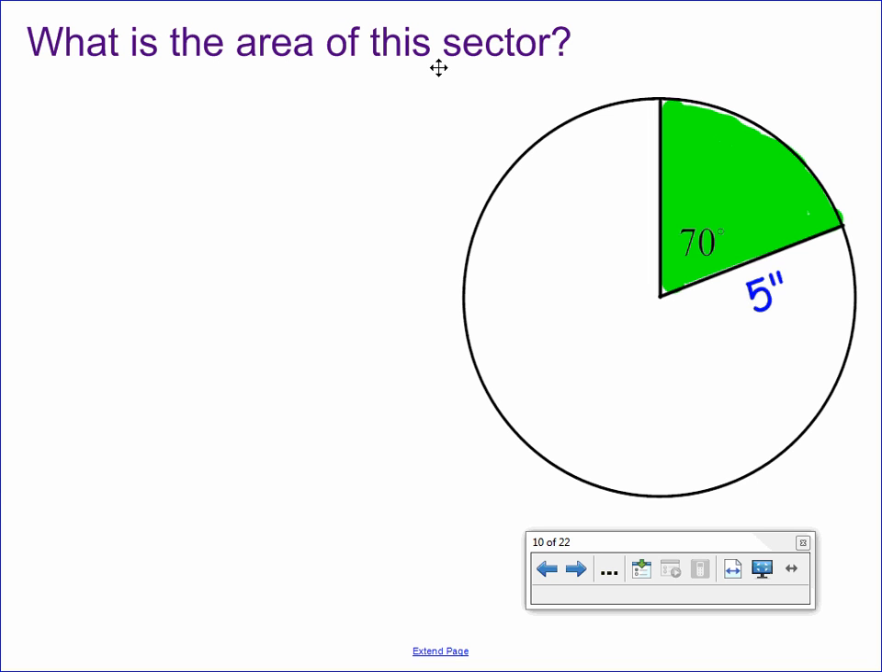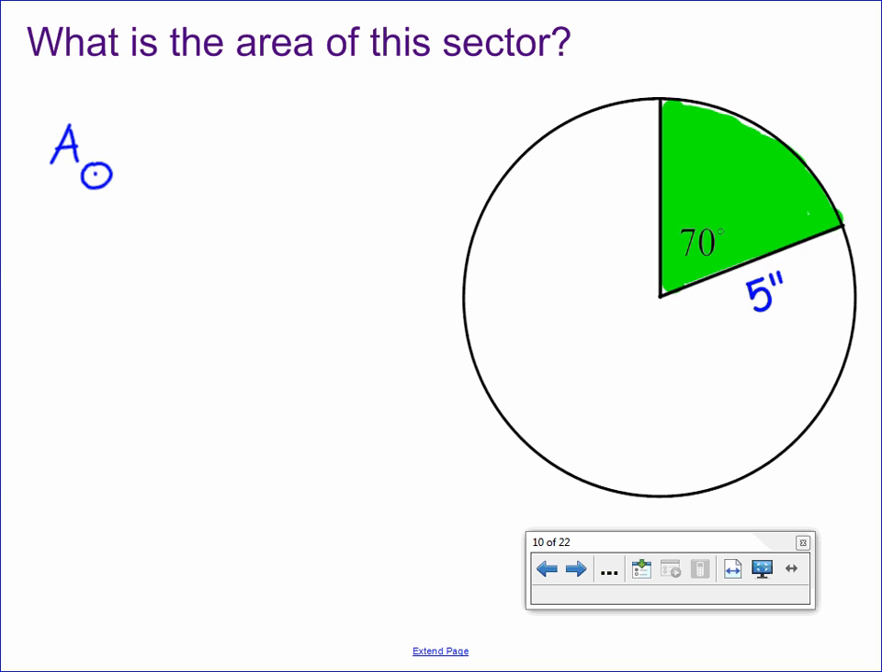So, we can use our calculators, but how are you doing it? How are you doing it? So what is it you're doing, Sophia? You find the area of the whole circle and then get the fraction of which the area is.